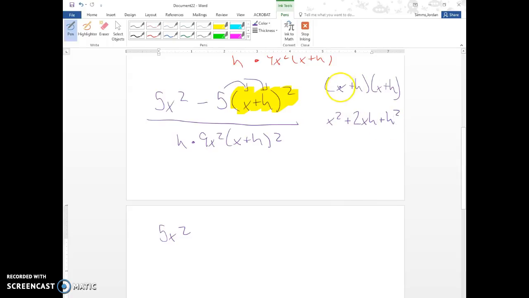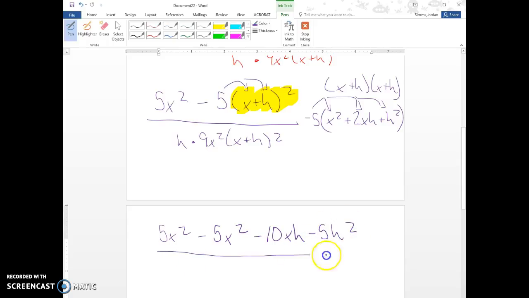Again, I skipped a step there, but I'm just doing the first, outside, inside, and last, and I combine those middle terms here. Now what I have is minus 5 times all of that. So again, we're going to distribute that minus 5 through each of these terms. So I have 5x squared, that goes right here. I have negative 5x squared, negative 10xh, and negative 5h squared. And again, this is still all over our denominator.